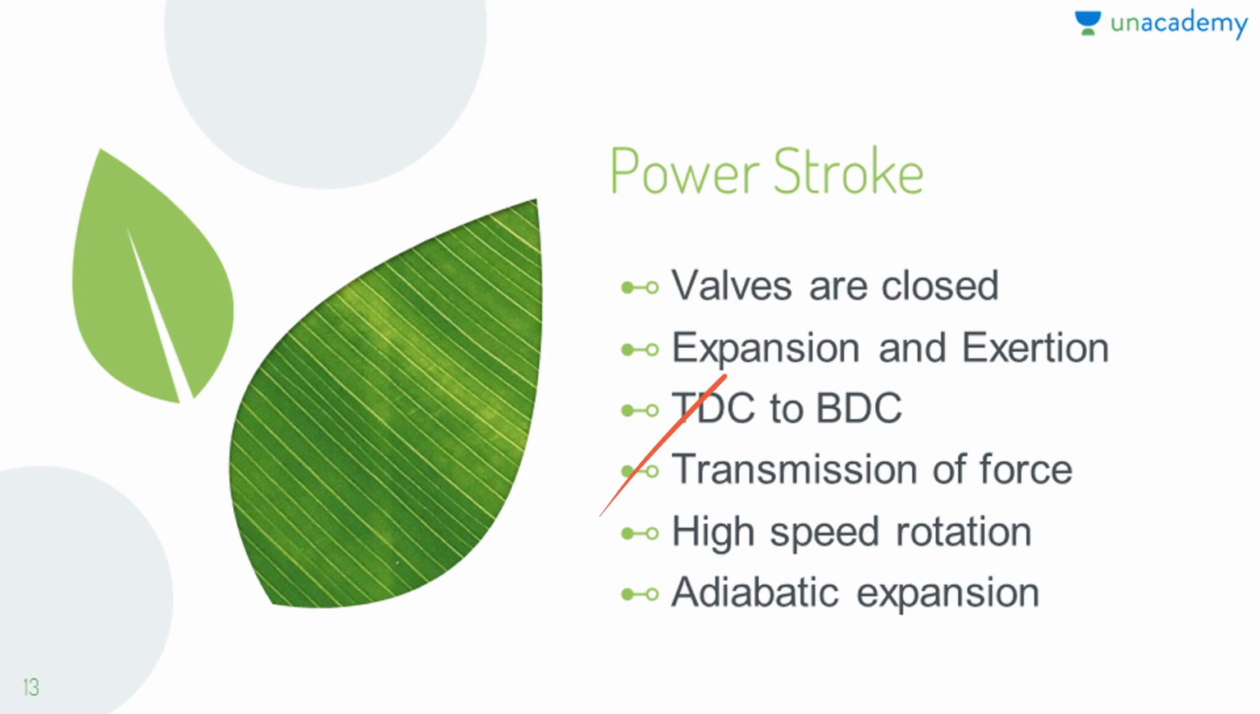The crankshaft then transmits the power through clutches, gears, chains and so on. So you can also call this the transmission of force. The expansion of gases is also adiabatic in nature, as seen here. Adiabatic expansion I have already written, and you can see the high speed rotation also.